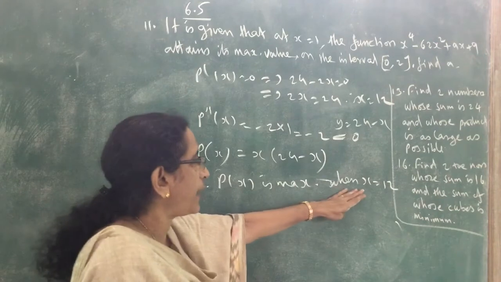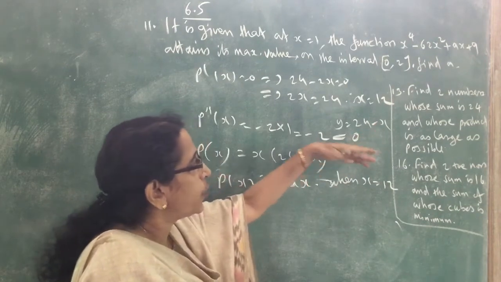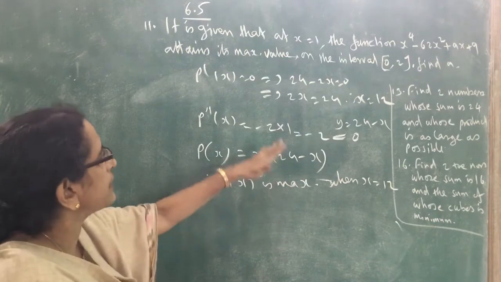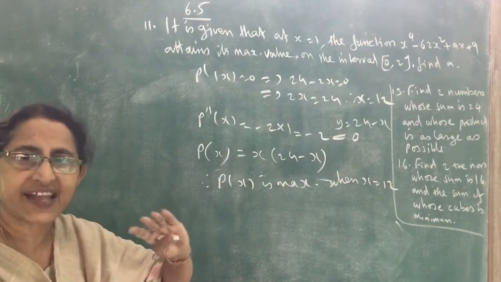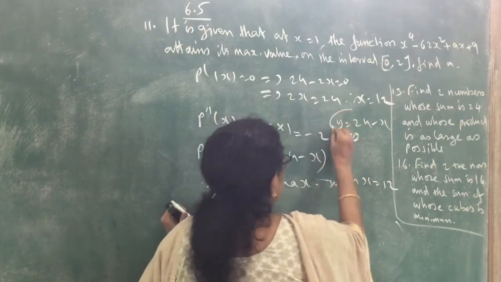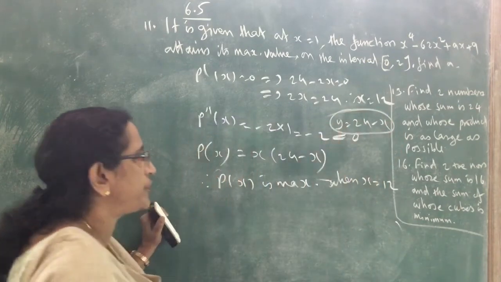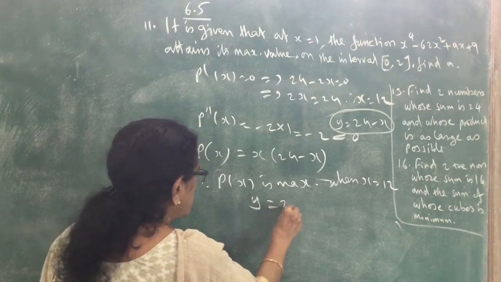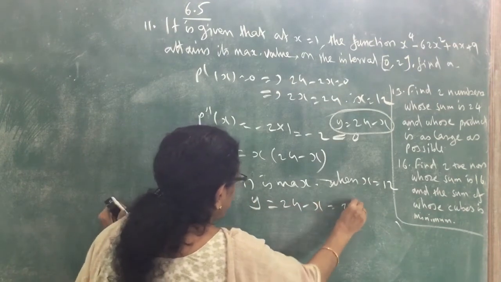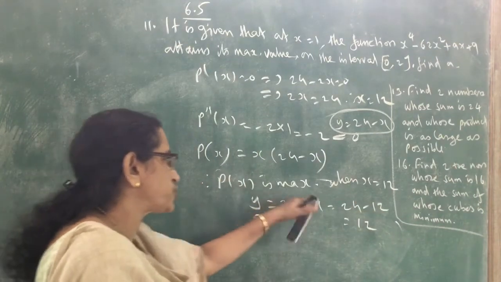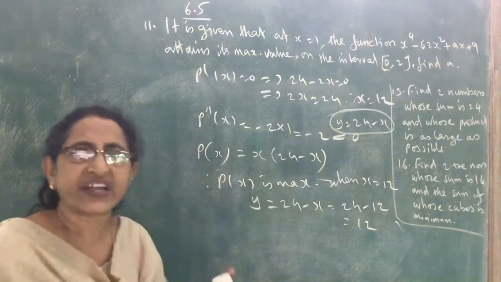So we have to find the two numbers whose sum is 24, product as large as possible. So we assume the numbers are x and y. We got the value of x equal to 12 and the relation between x and y is y equal to 24 minus x. So when x equal to 12, y equal to 24 minus 12, that is equal to 12. So we got x equal to 12, y equal to 12. So x and y are the numbers.